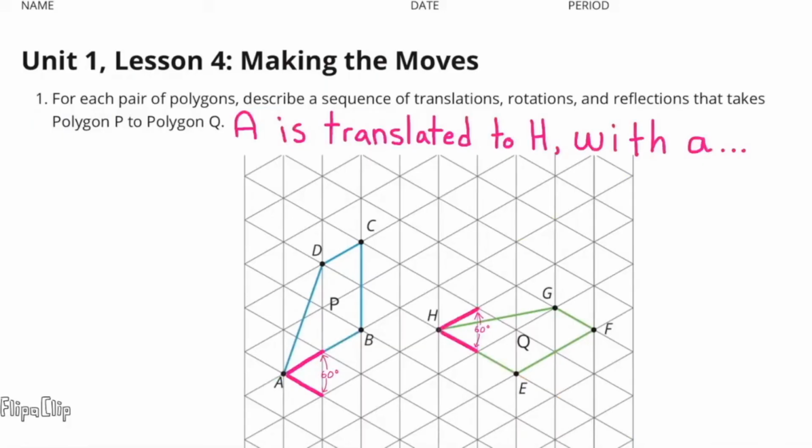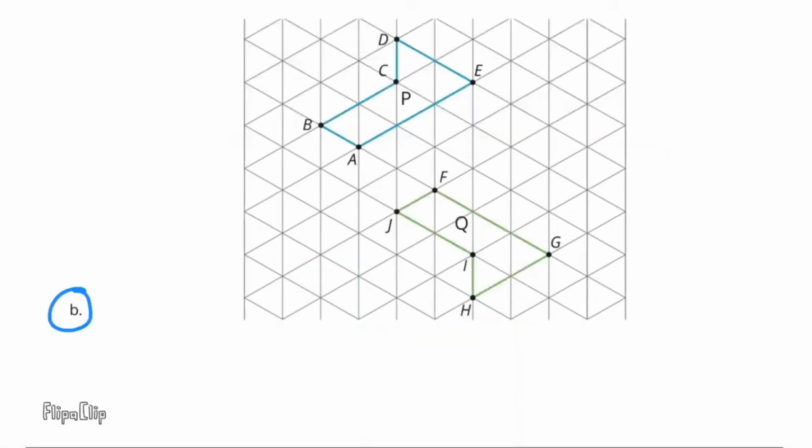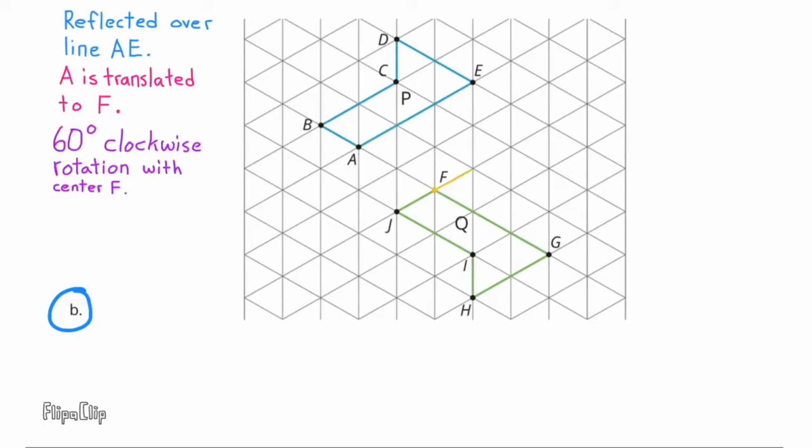A is translated to H with a 60-degree rotation, center H. B, reflected over line AE. A is translated to F, and a 60-degree clockwise rotation with center F.